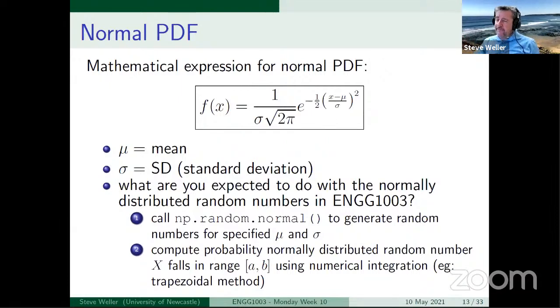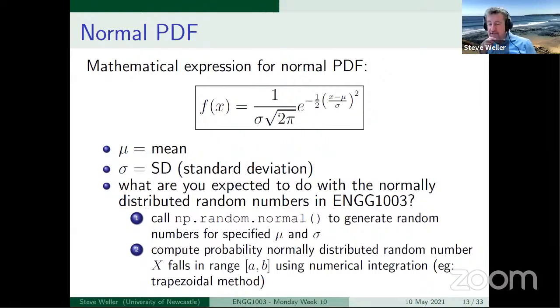So let me allay any fears that you might have. That looks like a pretty scary equation if you've never seen the normal PDF before, or if you haven't had much to do with statistics before. Let me be clear, ENGG1003 is not about mathematics as such. It's about using tools that give you the ability to deal with mathematical expressions in solving engineering problems.